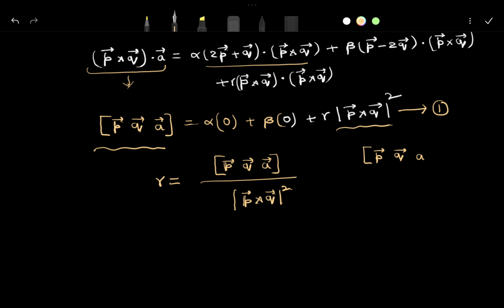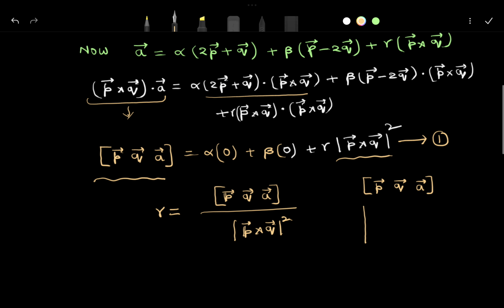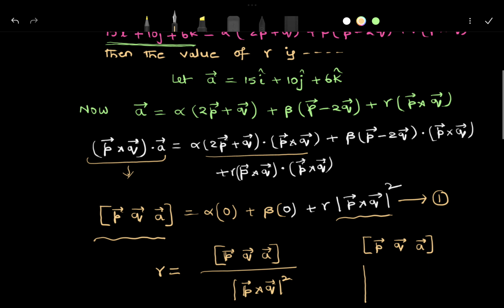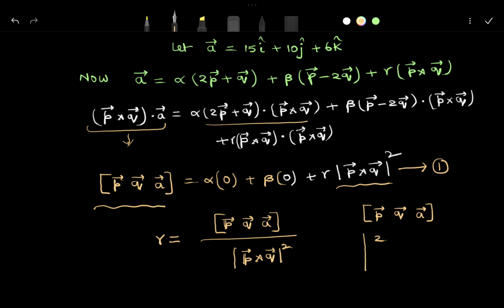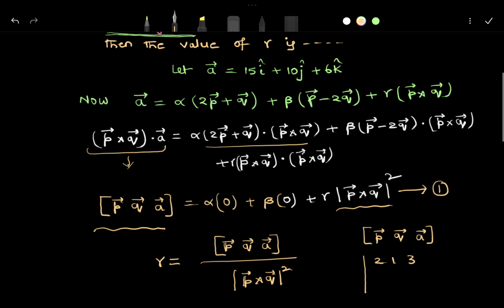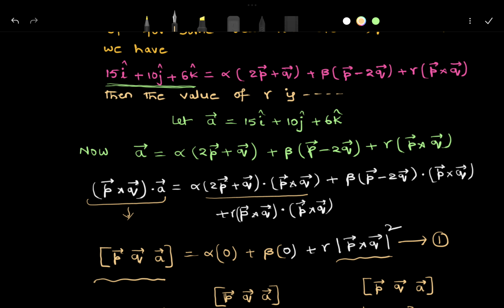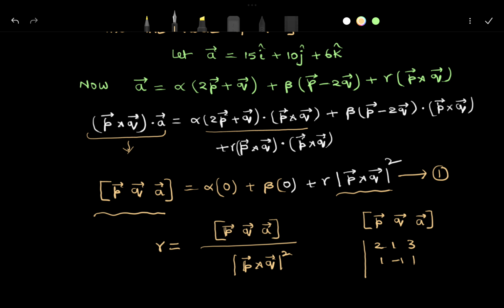So how will you find the box of P bar, Q bar, A bar? This value will be equal to the determinant of the components. P bar components will be 2, 1, 3. The Q bar components will be 1, minus 1 and 1. A bar components: what is the A bar vector? A bar is 15 I cap plus 10 J cap plus 6 K cap. So these components will be 15, 10 and 6.